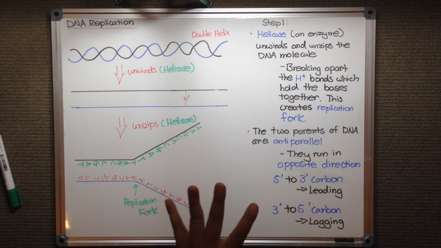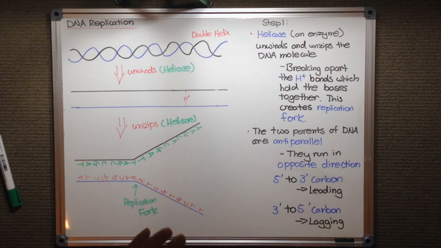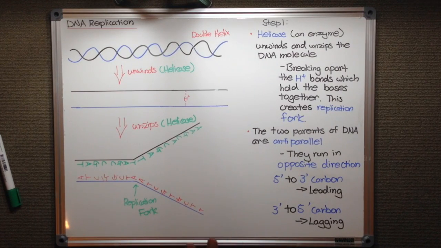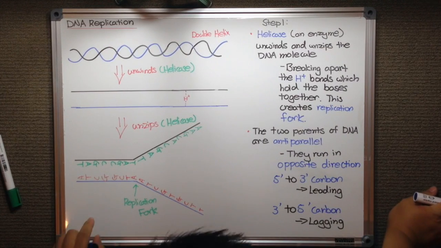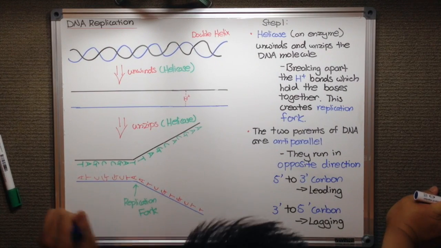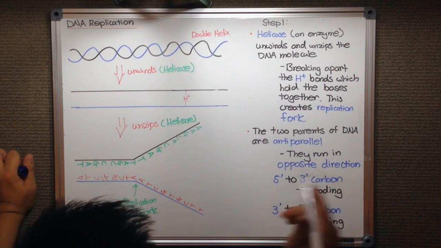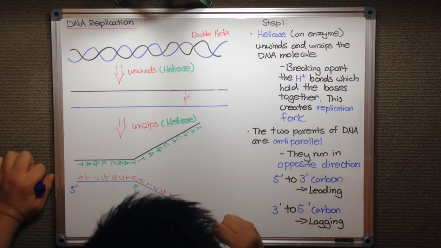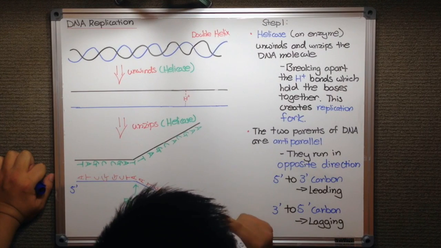This part is the complicated part, and some of you don't understand it. We're just going to do a very simple way to talk about leading and lagging strands. This is a very good little image to show you what is meant by leading and lagging strands. For example, over here we have a leading strand. It goes from 5 carbon to the 3 carbon.